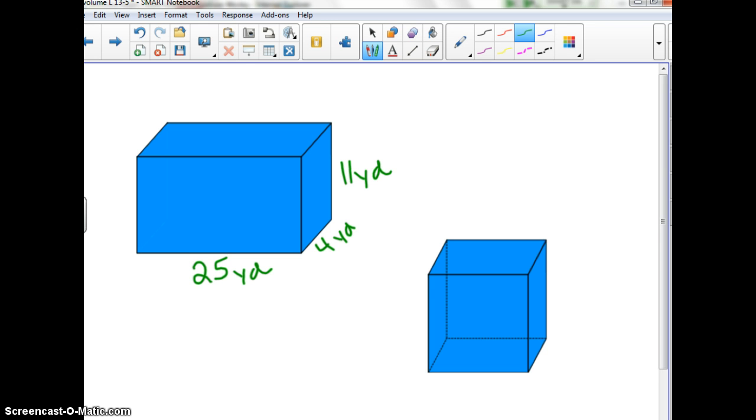Okay, tell me what you did. 100. Excellent. I love your explanation. He ignored the zeros and then put them back in right here. Yards cubed. Yards cubed. How many of you who did it the long way wish that you would have done it Darius's way?